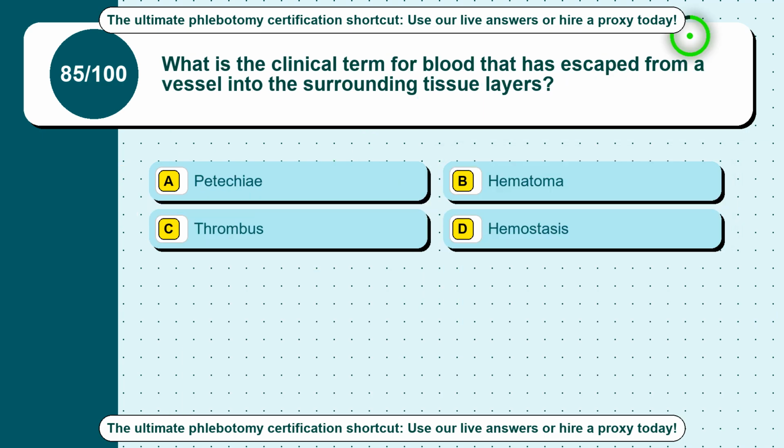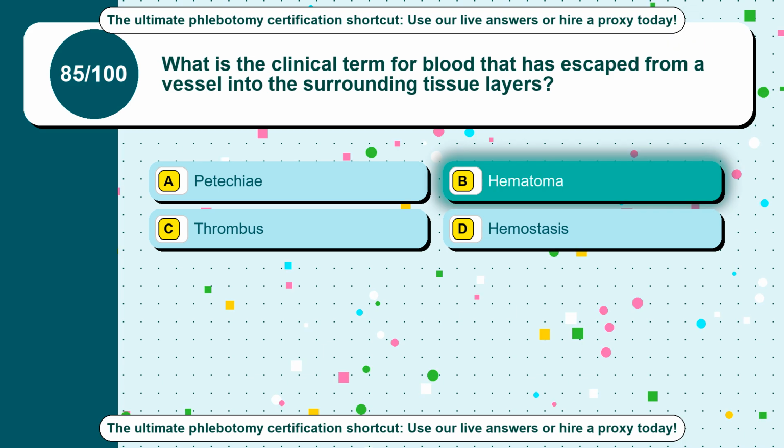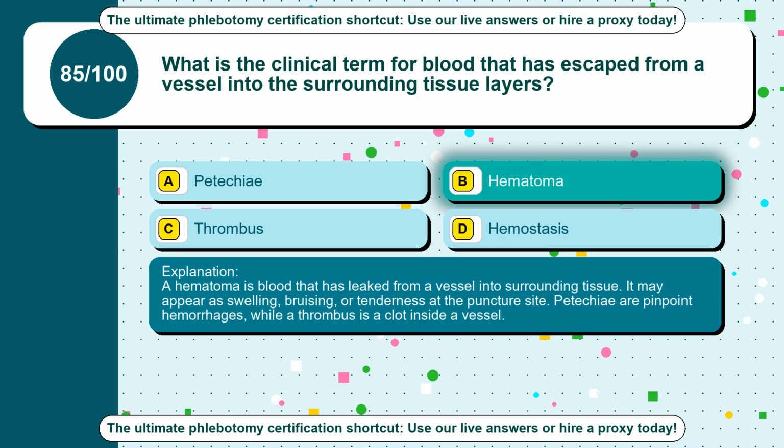Question 85. What is the clinical term for blood that has escaped from a vessel into the surrounding tissue layers? Option A, petechiae. Option B, hematoma. Option C, thrombus. Option D, hemostasis. The correct answer is option B, hematoma. A hematoma is blood that has leaked from a vessel into surrounding tissue. It may appear as swelling, bruising, or tenderness at the puncture site.